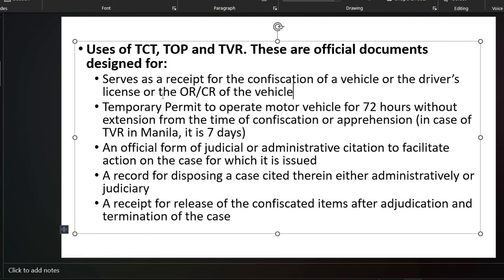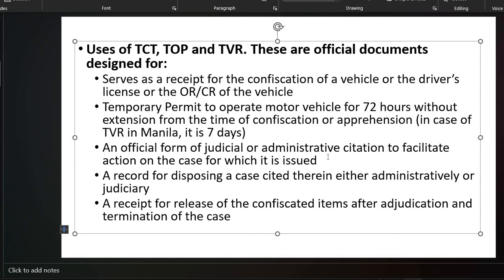Temporary permit to operate motor vehicle for 72 hours without extension from the time of confiscation or apprehension. In case of TVR in Manila, it is 7 days. So, kung sa Manila ka na-apprehend, tapos kinonfiscate yung ORCR or license, you're given 7 days to travel. Okay? Pero kung dito lang, you have 72 hours.